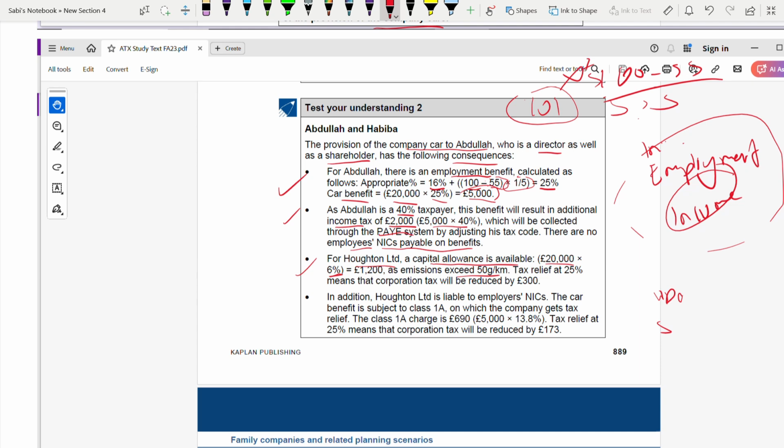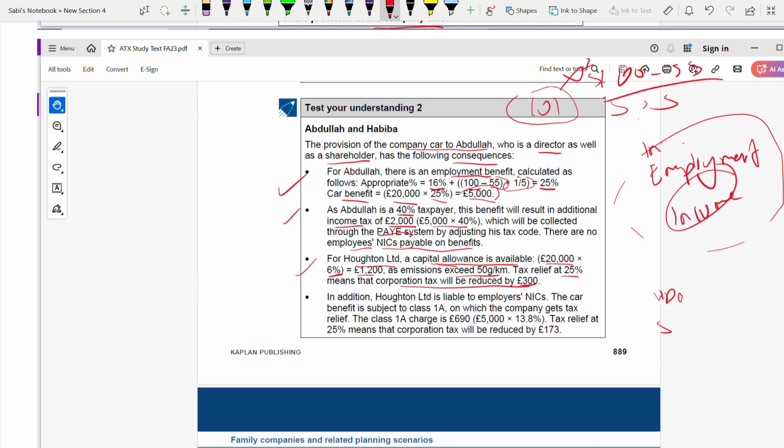At 6%, which is 1,200. And because it's a company, it's at 25%. So tax relief, remember, capital allowance, you will get a tax relief. Why? Capital allowance you deduct from your trading profit. That's why it's a tax relief. Okay, so 25% on this 1,200 is 300. So your tax relief is 300. That means your corporation tax will be reduced by 300 by this tax relief.